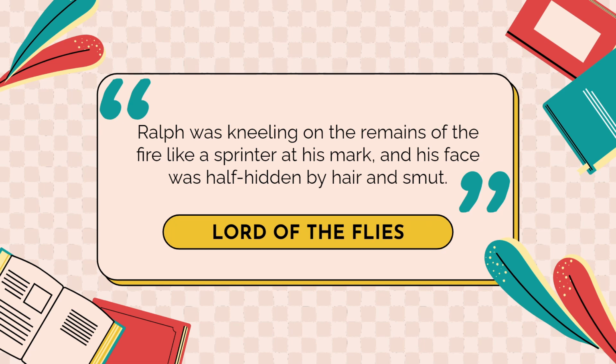Anyway, here's a quote from page 165 of Lord of the Flies. "Ralph was kneeling on the remains of the fire, like a sprinter at his mark, and his face was half hidden by hair and smut." Honestly, this sentence reads, audibly, the same as it would have had it just been 2 separate simple sentences instead of a compound sentence. But I personally believe that William Golding decided to use a compound sentence for more of a technical reason. Since both independent clauses have the purpose of describing Ralph's physical appearance, lumping them together with an and can help the reader categorize what they're reading as they read it. It'll help them formulate a better image and categorize separate parts of the scene.